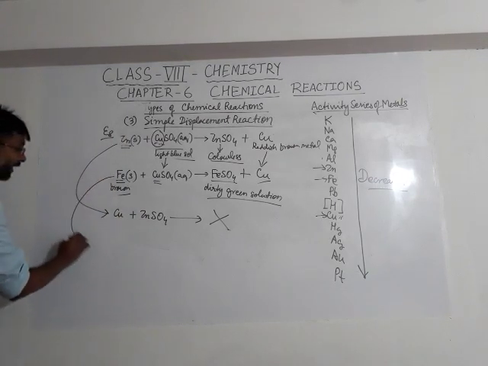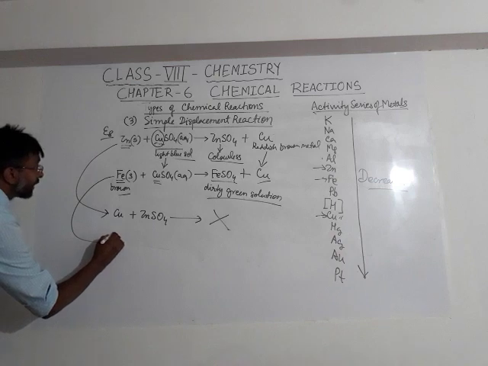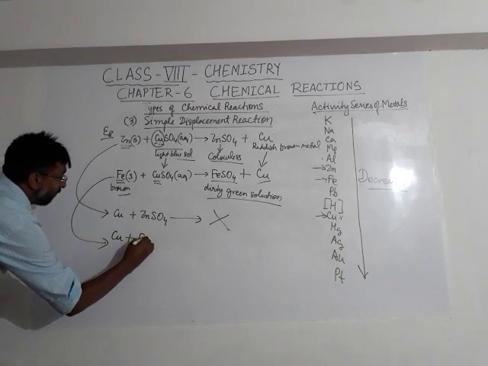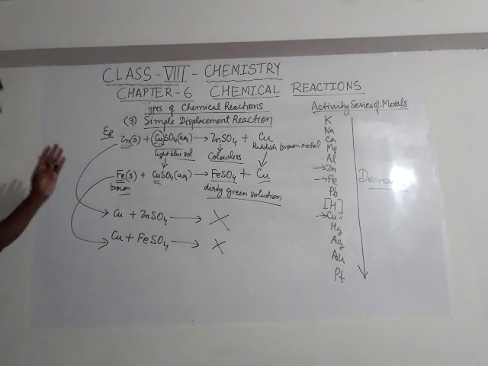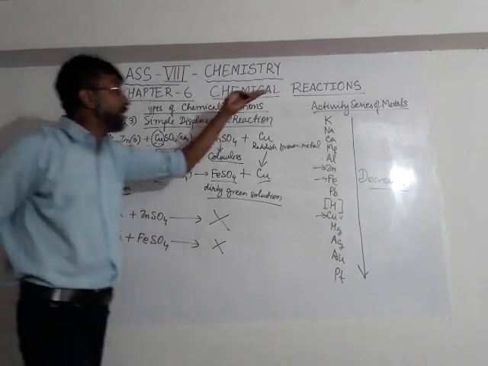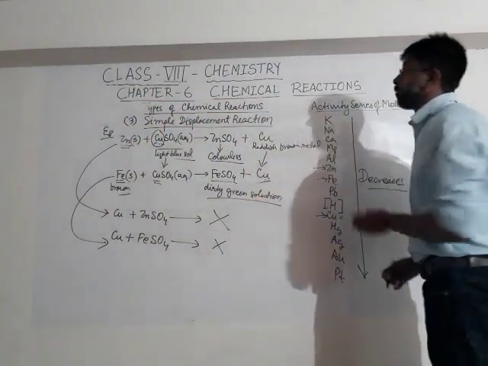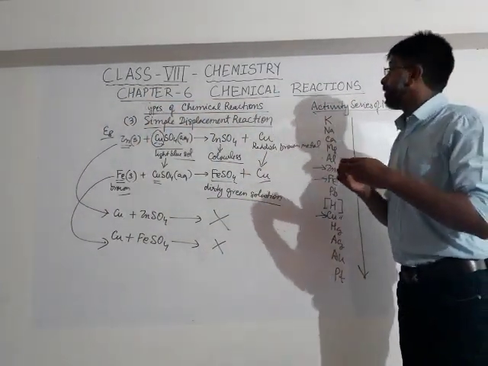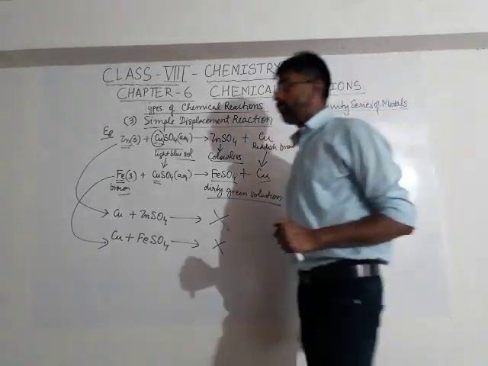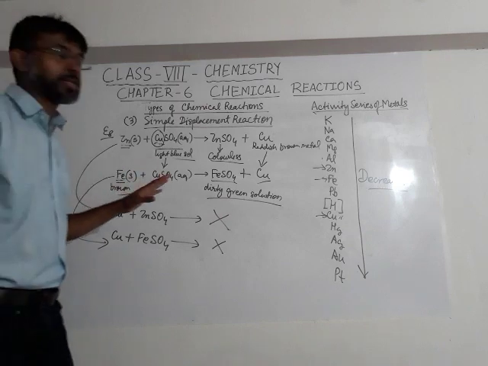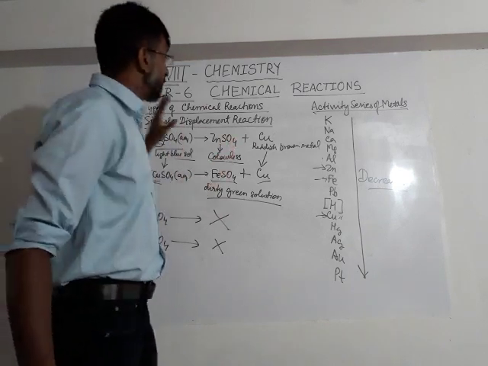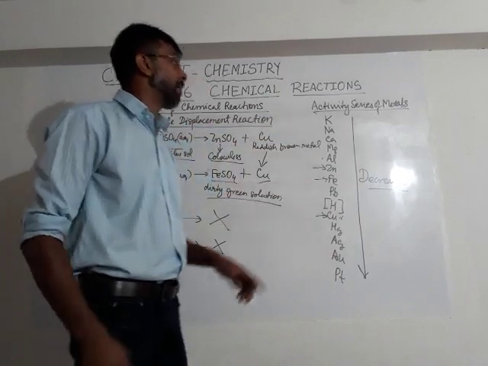For example, if I take the second one, copper plus iron sulfate, again here the reaction will not take place. Whatever metal you are reacting with the solution, the position of the metal must be higher in the activity series, then only it is possible for simple displacement reaction to occur. So now my dear students, you must have understood this. Please pause this video several times and try to understand. But before understanding this, make sure you learn this activity series of metals properly.